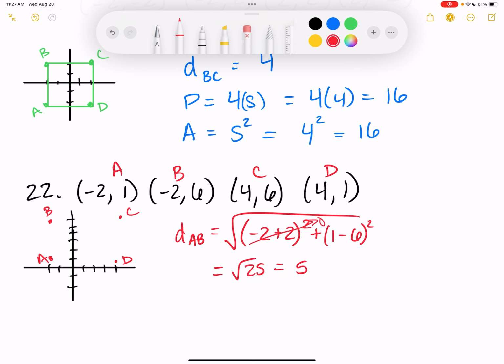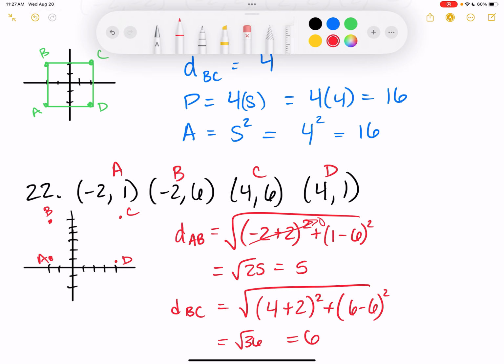And then if we do the distance from B to C, the square root of (4 + 2) squared plus (6 minus 6) squared. So square root of 36, which is 6.